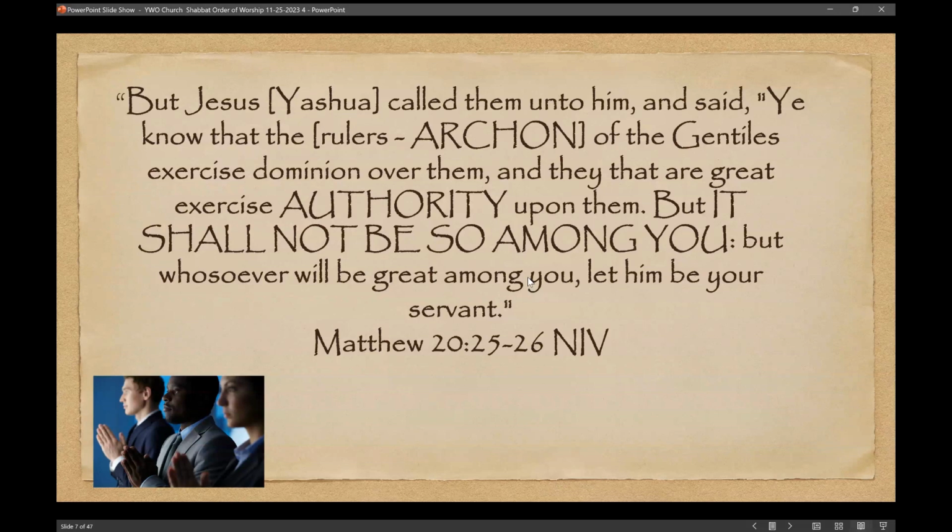And then typically somebody who knows Greek could be volunteered to do this. But if you don't, it still can be used by anybody. "But Jesus, Yeshua, called them unto him and said, you know that the rulers, the archon..." So you've heard the word hierarchy. That means holy archy, holy rulership. And that's how they got around this verse. The Roman Catholic Church says, well, we can have archy as long as it's holy.